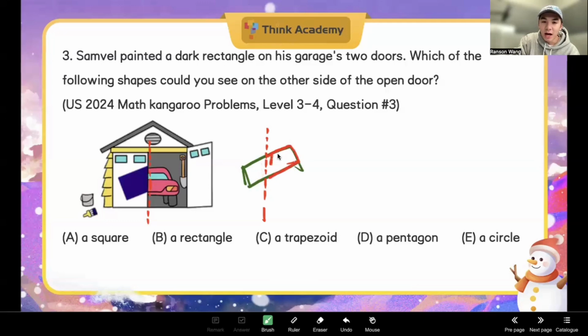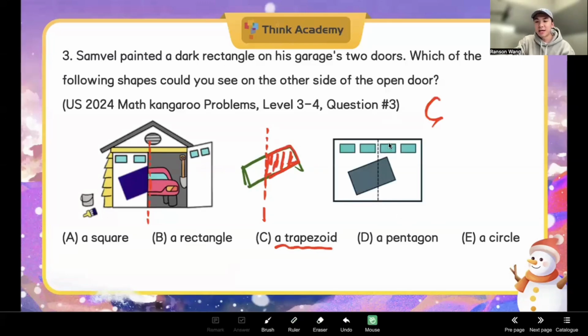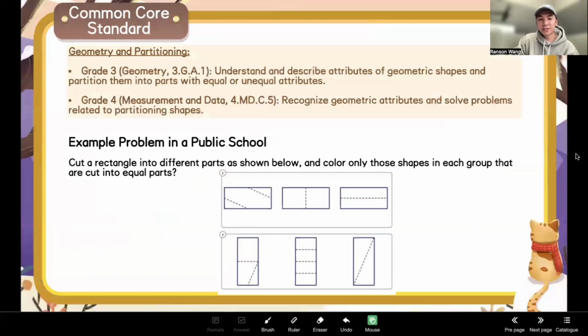Everyone, you tell me, what kind of shape is this? Yes, definitely, this is the trapezoid, right? Because it has two parallel lines and the upper and the lower side are different. That's what makes the shape a trapezoid. And option C is the correct answer. You can also see that if we restore the shape, it's probably something like this, and this shape is exactly the trapezoid. The knowledge point of this one is again geometry and partitioning.